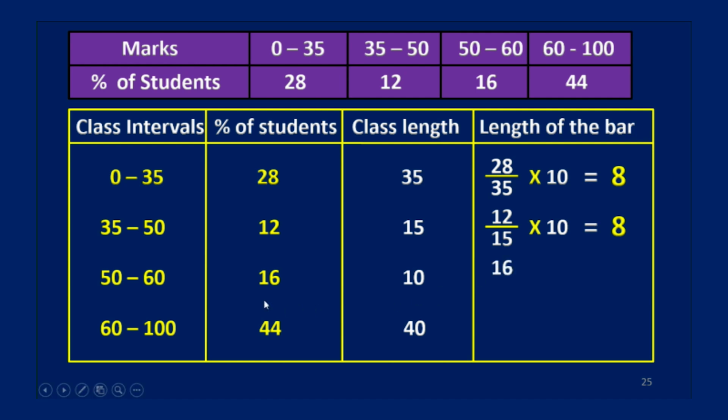Now third, 16 divided by 10 into 10. Children, here 10 will cancel, you will get 16. Now 44 by 40 into 10, after cancellation you will get 11. Children, here I am finding the length of the bars. If you get classes with different class sizes, then you have to find the density. So density gives the length of the bar. So I am finding the density here, which is equal to 8, 8, 16, 11.